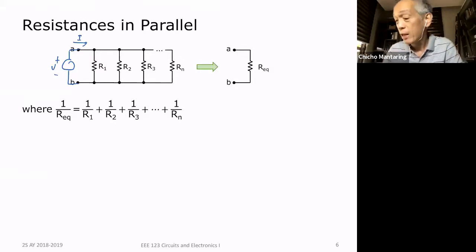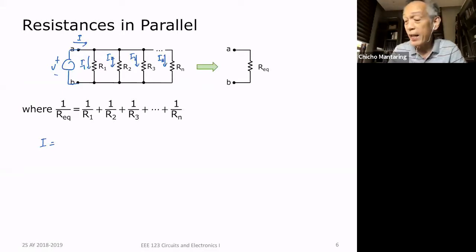Okay. Now what is I equal to? I is equal to, let's call this I1, let's call this I2, let's call this I3, all the way to In. So applying KCL, I is equal to I1 plus I2 plus I3 all the way to plus In.